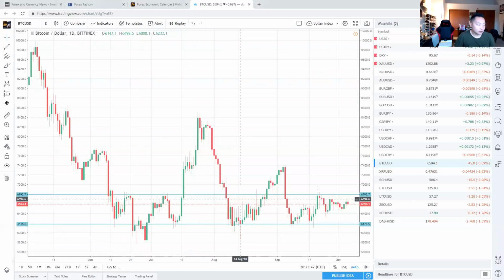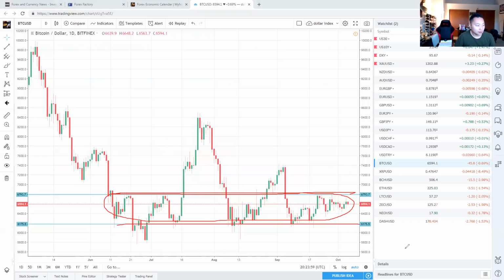Yeah, come on here. Notice all the candles are in between my $6,800 price and between the $6,800 and $6,200 price. Notice that all these candles right here are creating this structure here.